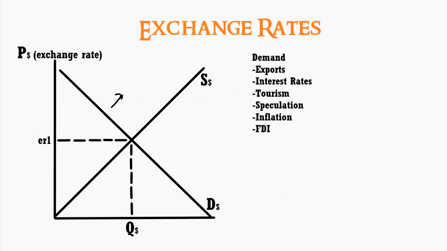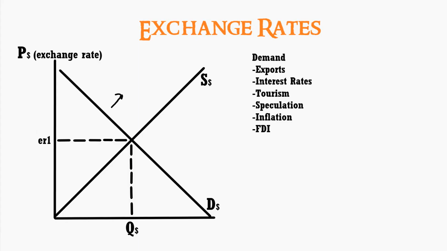Interest rates are also a shifter for demand because it means that more people demand your currency in order to save in your country. So demand will also rise if interest rates in your country go up. Tourism, if people are coming in your country, they're going to demand your currency in order to go there. So if tourists are coming in, then demand goes up. Speculation also has demand go up.